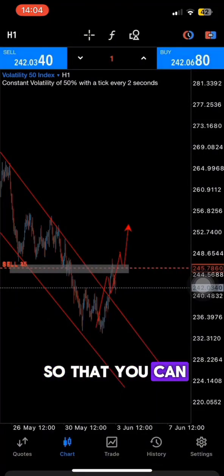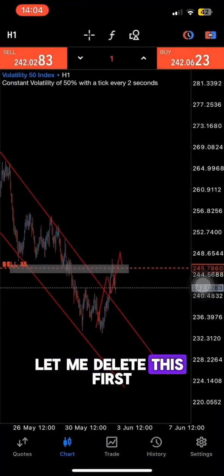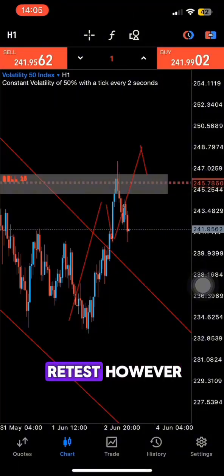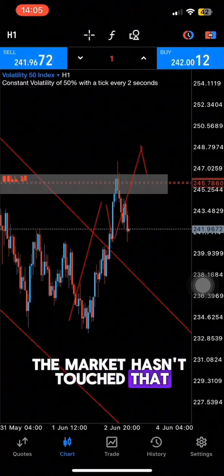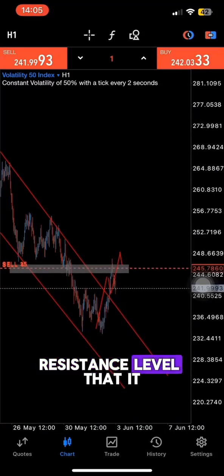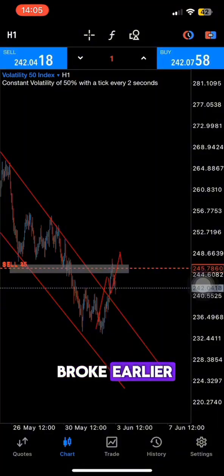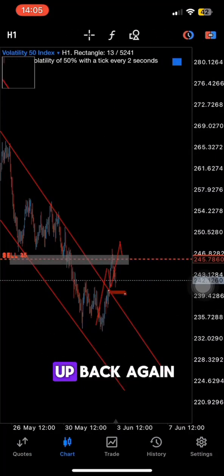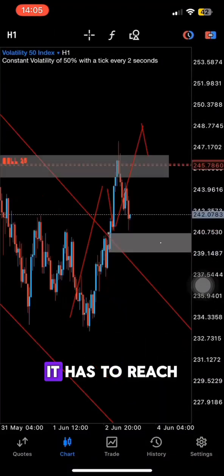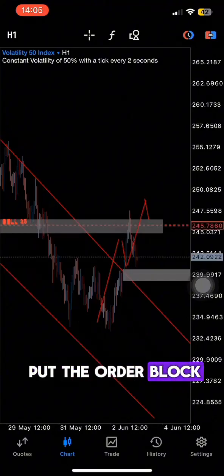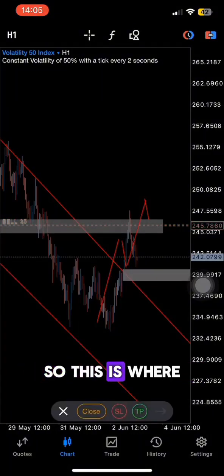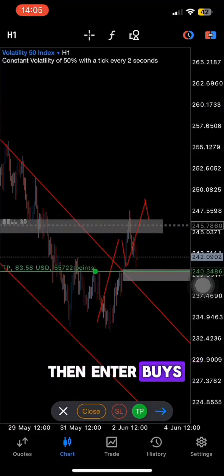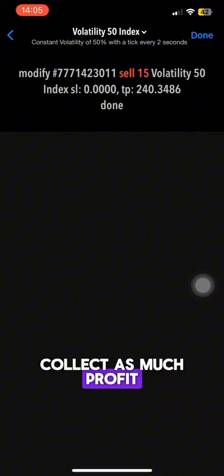Let me zoom in so that you can see clearly. Let me delete this first. As you can see, that is a major retest. However, the market hasn't touched that resistance level that it broke earlier. So it means it has to touch that level and then start going up again. So it has to reach that level where I've put the order block, and then it will sell. So this is where we're going to put our take profit so that we can leave the market and then end up buying so that we can collect as much profit as we can get.